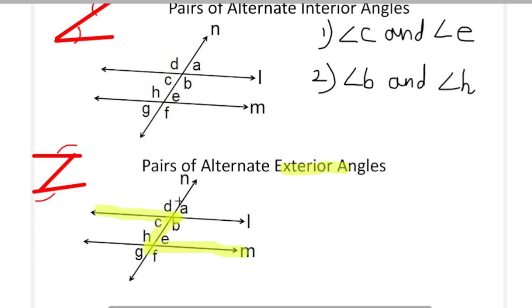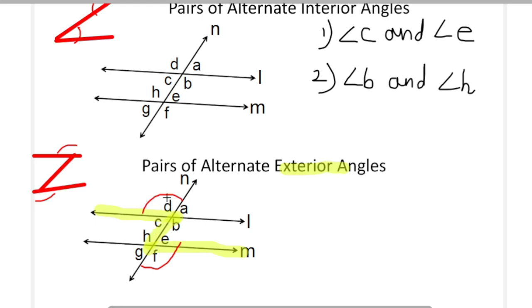Now see. The alternate exterior angle is outside this Z. Always remember, alternate means whenever this word comes, the angles will be on opposite sides of the transversal. Okay. So here angle D. Now the alternate exterior angle is angle F. Okay, see.